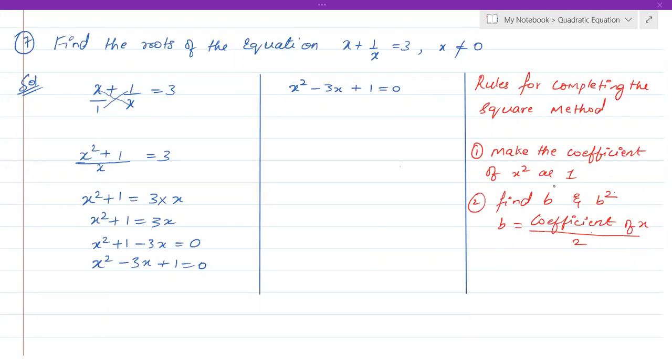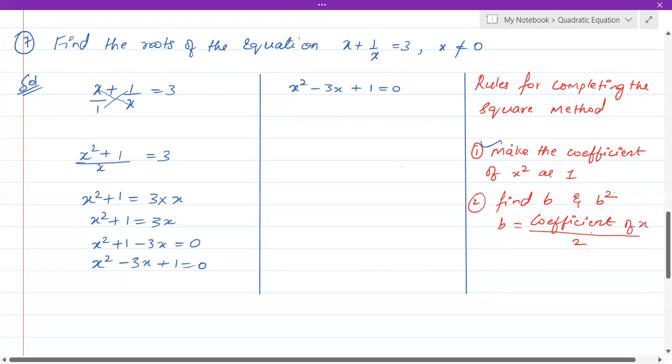As you can see, I've written the rules for completing the square method. In completing the square method, there are different ways that you can solve, but I feel this is easy, so I'm going to teach this. The first step is always to check the coefficient of x square. If the coefficient of x square is 1, no problem. If the coefficient of x square is not 1, then we have to make the coefficient of x square as 1. That is our first step.